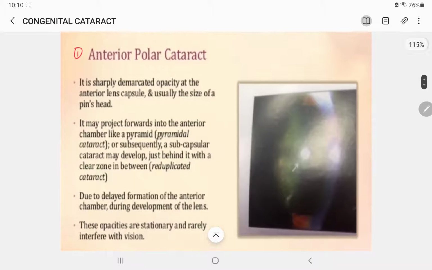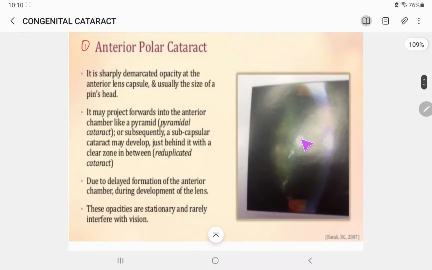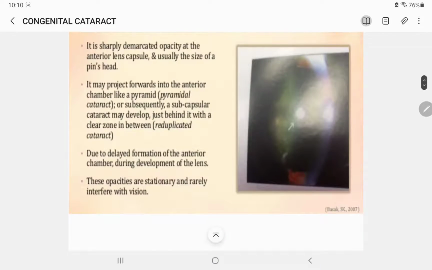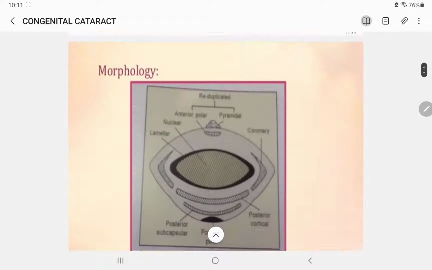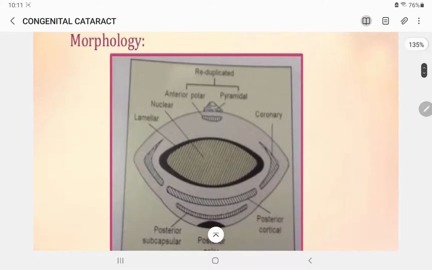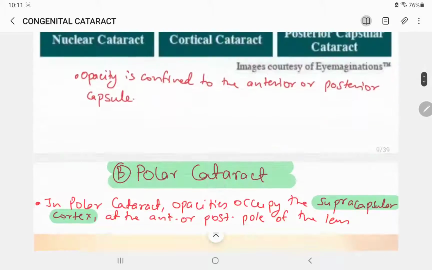Here we can see the anterior polar cataract. It is a sharply demarcated opacity at the anterior lens capsule, usually the size of a pinhead, meaning very small, tiny. It may project forward into the anterior chamber like a pyramid, or subsequently a subcapsular cataract may develop just behind it within the clear zone in between, that is a reduplicated cataract. Here in the figure is the anterior polar, here pyramidal, and reduplicated can also be formed.